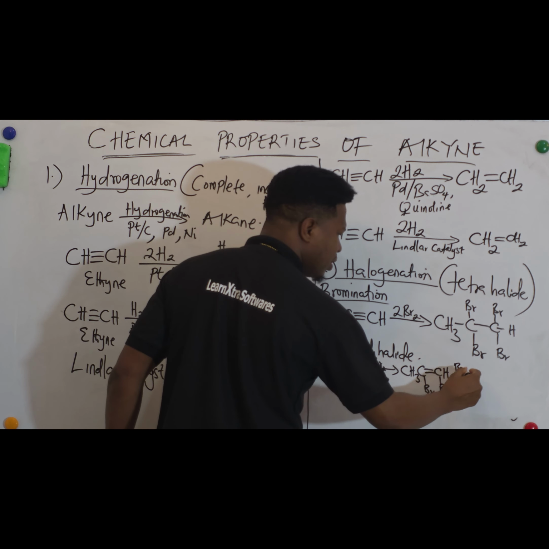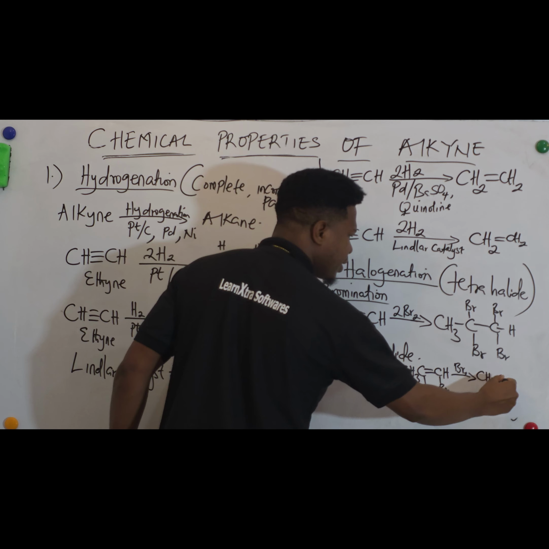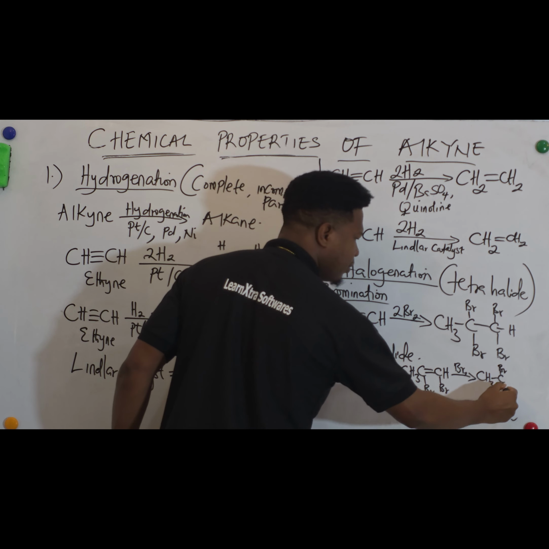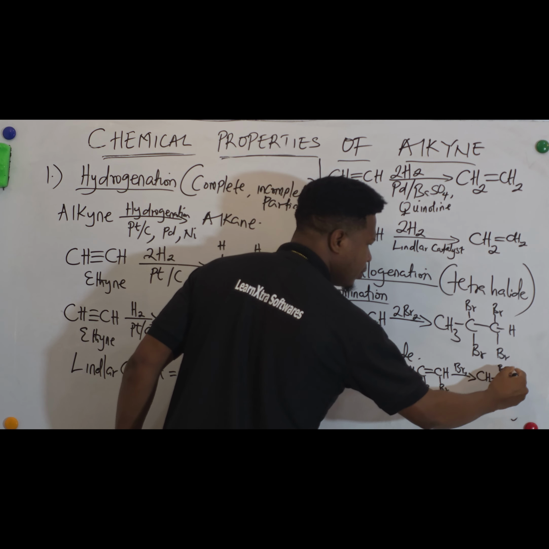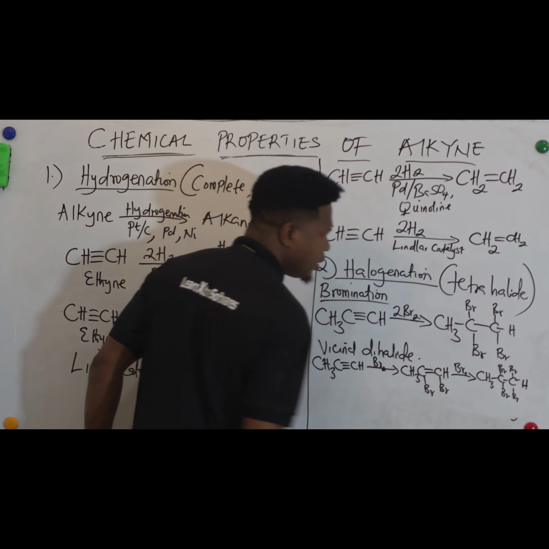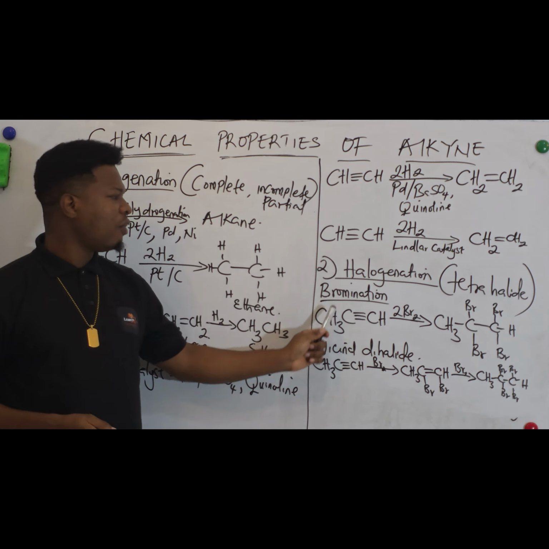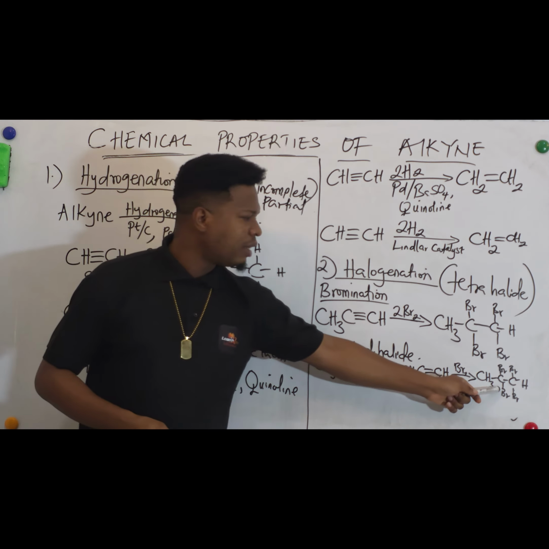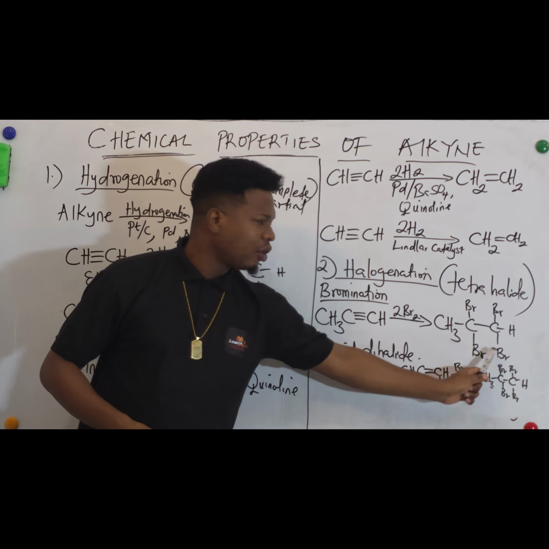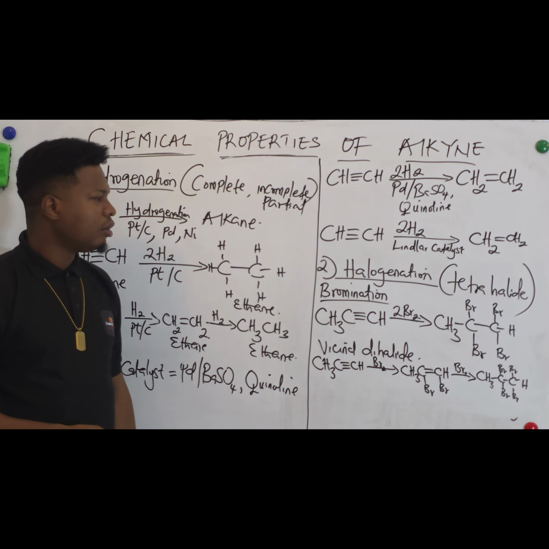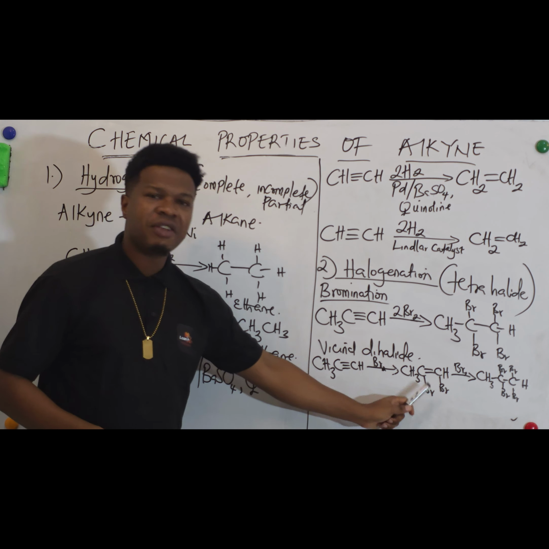This time around, do it again. You now have CH3, C, Br, Br, Br, Br, H. So the final product of bromination of an alkyne will give you a tetrabromide. Tetrabromide means a compound that contains 4 bromine. But the intermediate, what you get at the intermediate here, is what we call the vicinal dihalide.